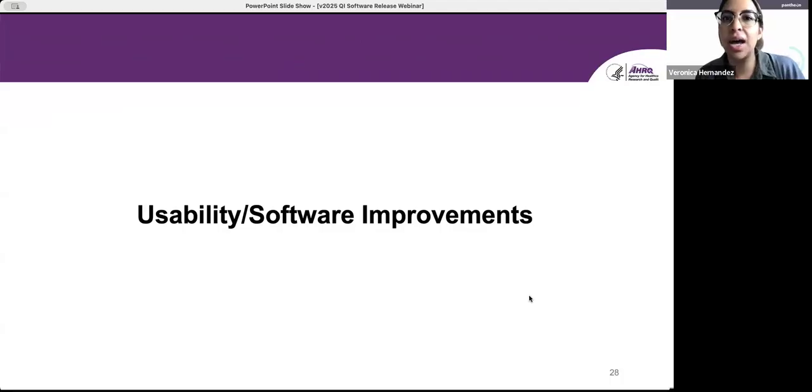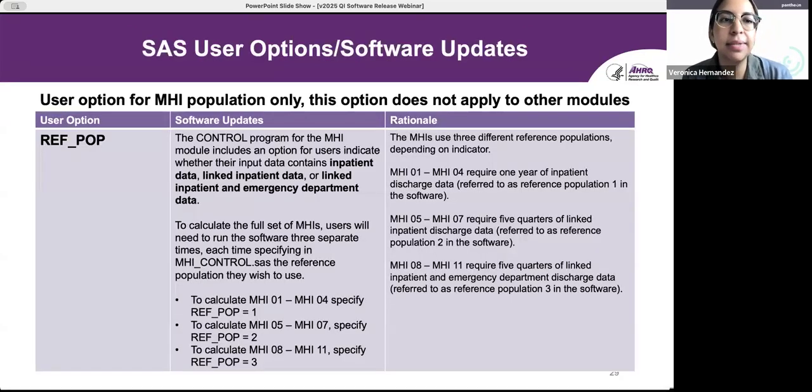Thanks, Carrie. So now we'll get into updates made to AHRQ's QI software. Next slide. I'll start by briefly covering the SAS QI software updates and focusing on a new feature in the MHI module. In SAS QI, there's a new RefPop user option. So this is the only update to the user options in this release, and it applies exclusively to the MHI module. It's not included in the other modules.